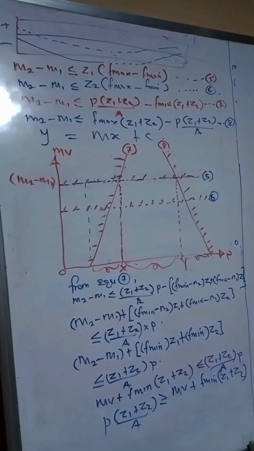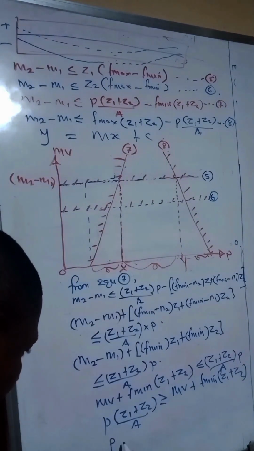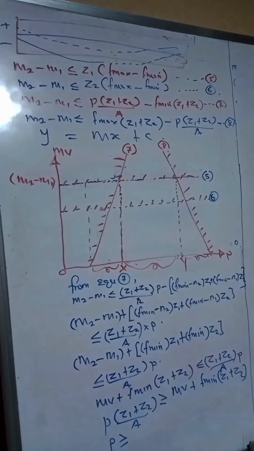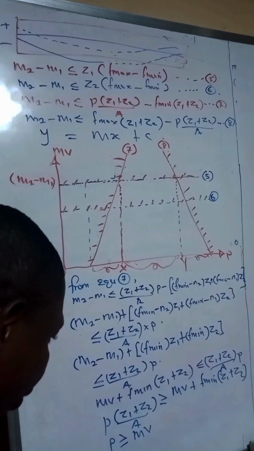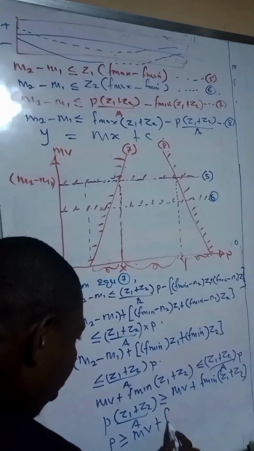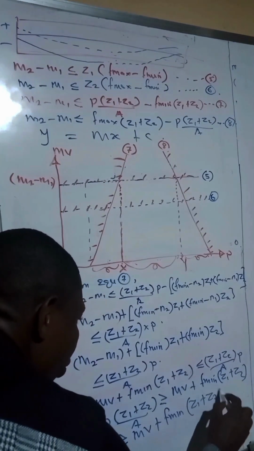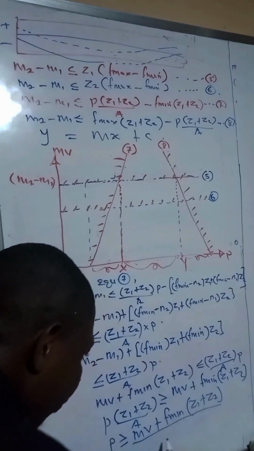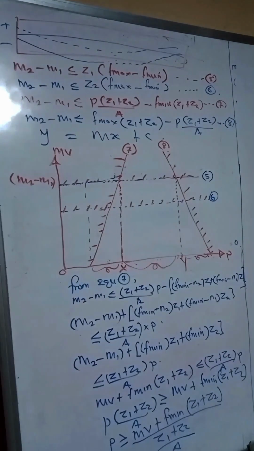So the lower limit, which is our P of pre-stressing force, becomes greater or equal to moment variation plus F minimum bracket Z1 plus Z2 all over Z1 plus Z2 over A. So this gives us what we call our lower limit of pre-stressing force. So we just got the lower limit of pre-stressing force.